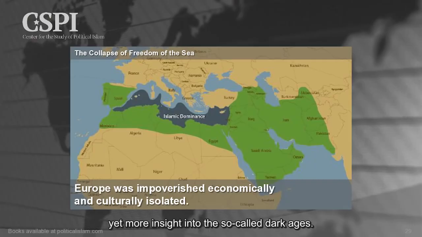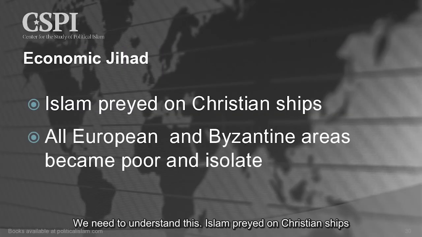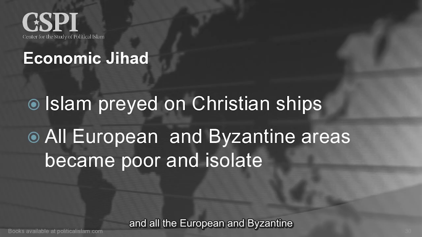We're gaining yet more insight into the Dark Age, so-called Dark Ages. This was an economic jihad. We need to understand this. Islam preyed on Christian ships, and all the European and Byzantine civilization became isolated and quite poor.